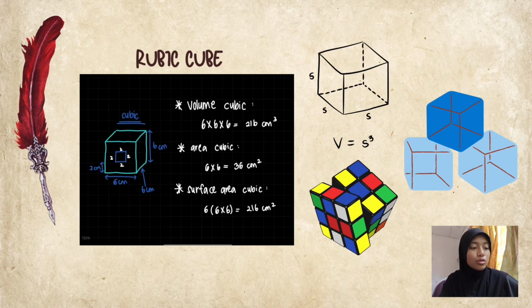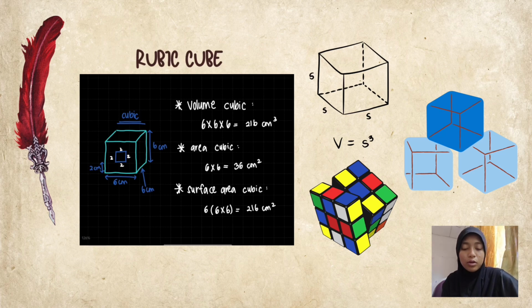Let us go to the calculation of the Rubik's Cube. As we know, the Rubik's Cube is a cube prism, so the value of all sides is the same. The value of one side is 6 cm. That means the length, width, and height are 6 cm.